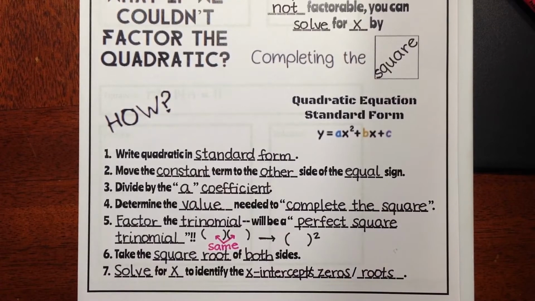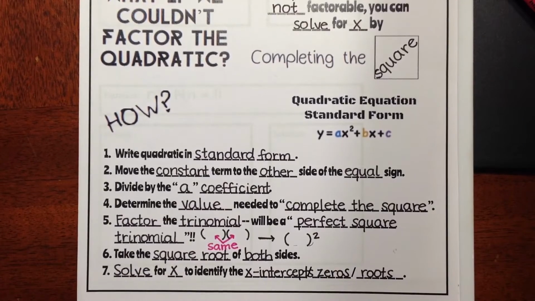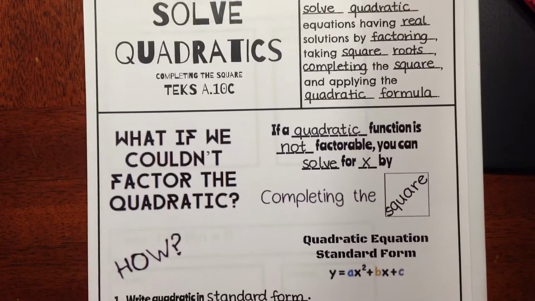You're going to move your constant to the other side of the equal sign, and you're going to divide by your a coefficient. You're going to determine the value needed to complete your square. Then you're going to factor your trinomial, and these factors will be perfect square trinomials because your row and column terms, those two factors, are going to be the same, which allows you to write your factor to the power of 2. Then you can take the square root of both sides and solve for x to find your x-intercepts, which are your zeros, which are your roots. So now we're going to look at a couple of examples.